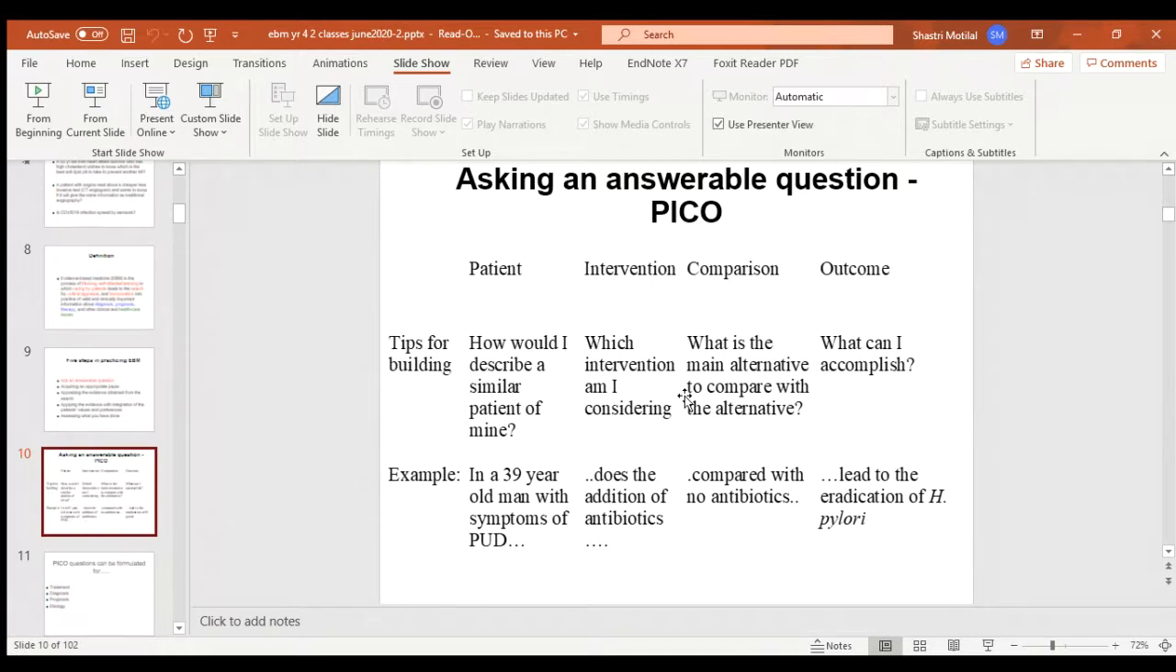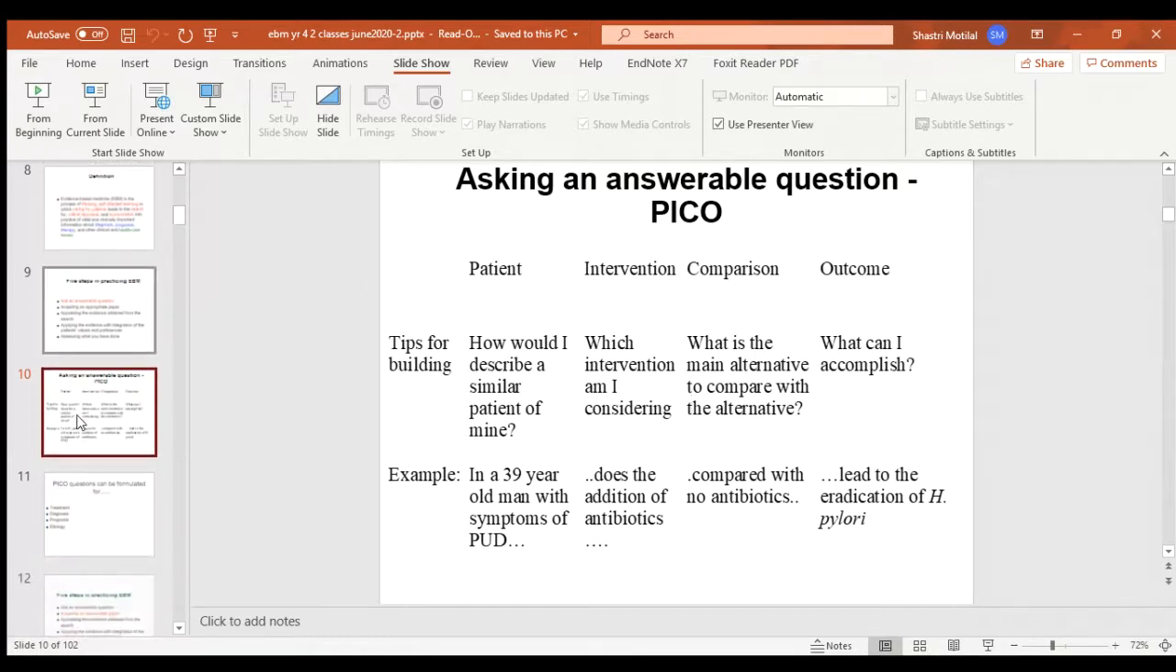We could ask in a patient with peptic ulcer disease, does PPIs, does omeprazole compared to pantoprazole lead to resolution of epigastric pain? We could ask a person with peptic ulcer disease symptoms, does triple therapy compared to quadruple therapy lead to eradication of H. pylori? But this is generally the way we ask a clinical question.